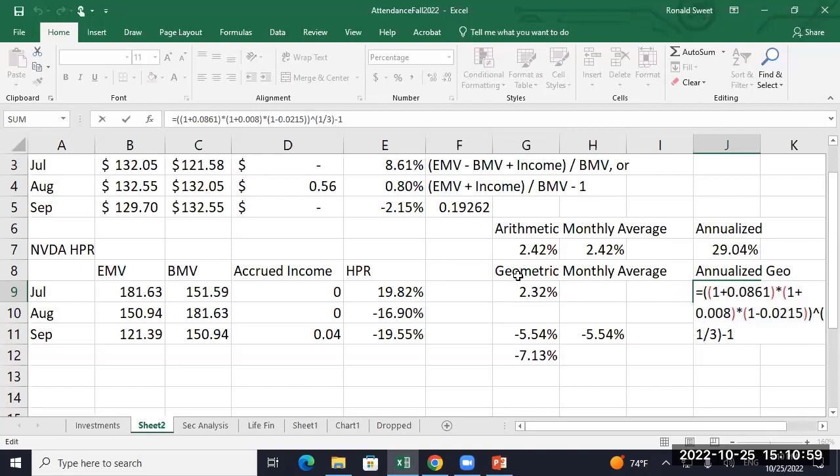All right, so we're going to raise it not to the 1/3, but to the 12/3. If you're doing weekly, what would we raise it to? 52 over 3. If you did 3 weeks, you have 52 over 3. Right? So you do it to the 12/3.